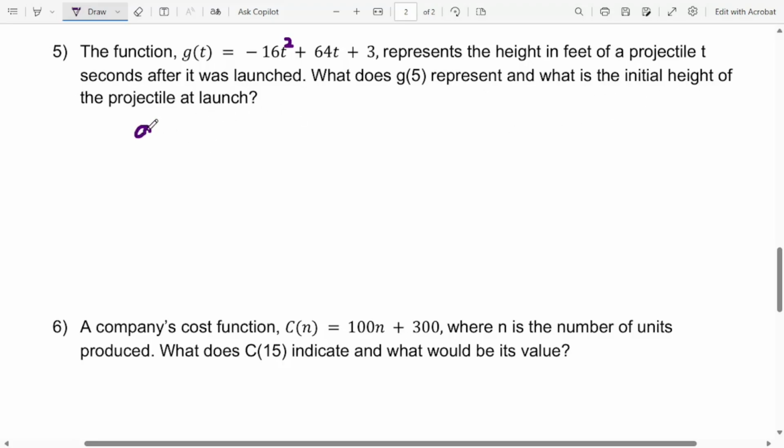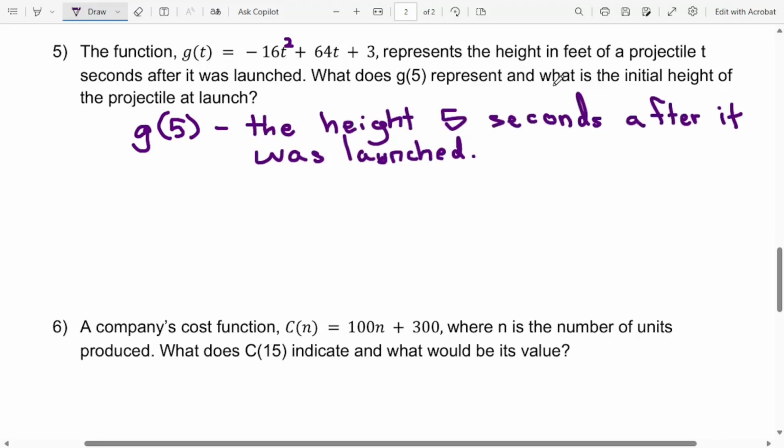So g of 5, it's actually going to be negative. You figured it out, but g of 5 represents the height. So it's the height 5 seconds after it was launched. Okay, what is the initial height of the projectile at launch?